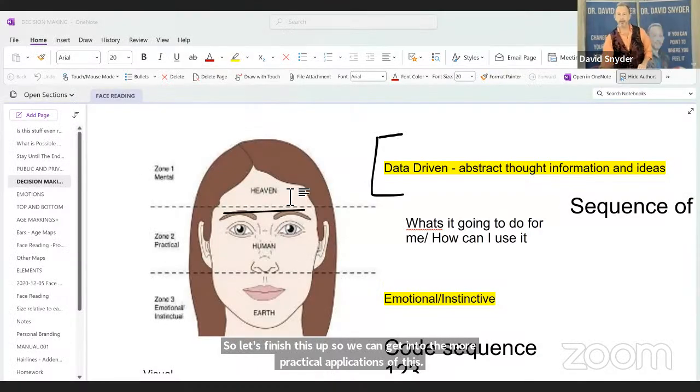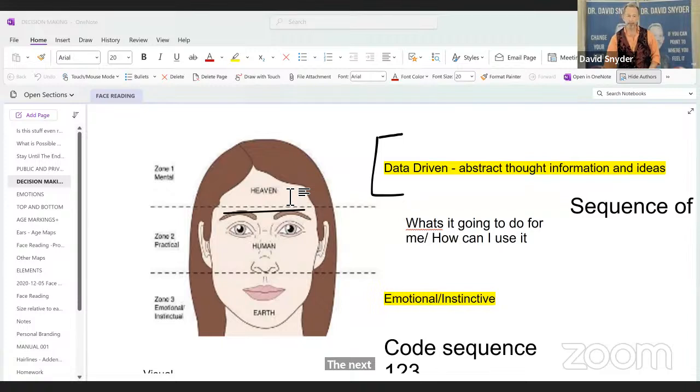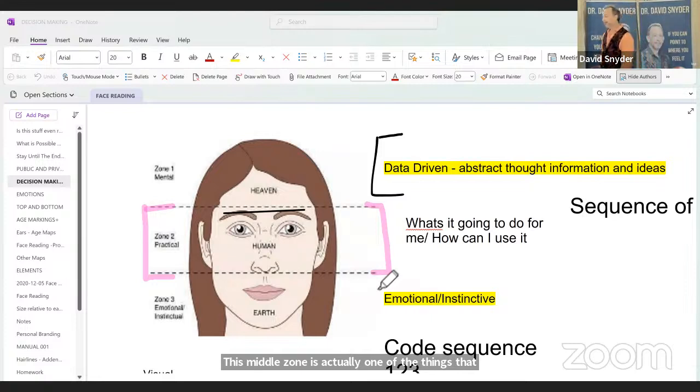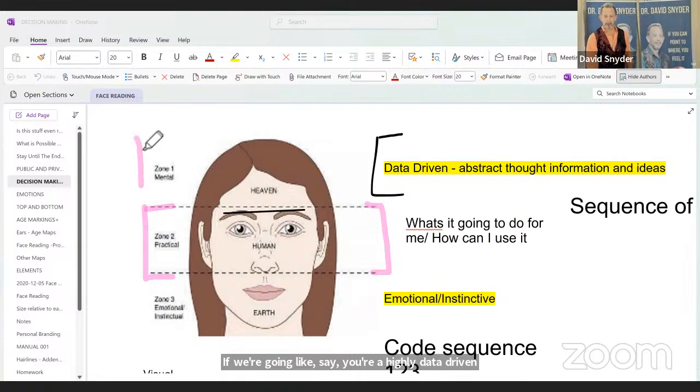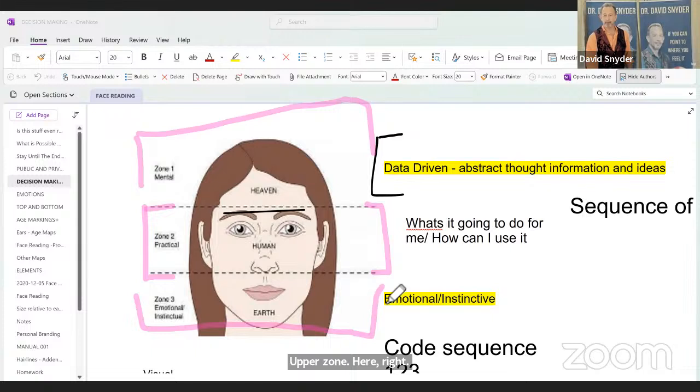It's actually pretty cool. All right, so let's finish this up so we can get into the more practical applications of this. The next zone I want to talk about, I'm going to use the annotation function here and see if that helps us. The next zone I want to talk about is this middle zone here. This middle zone is actually one of the things that can kind of save our butts if, say, you're a highly data-driven person. In other words, you have a super large upper zone here, and you're dealing with somebody who's got a super large middle zone.